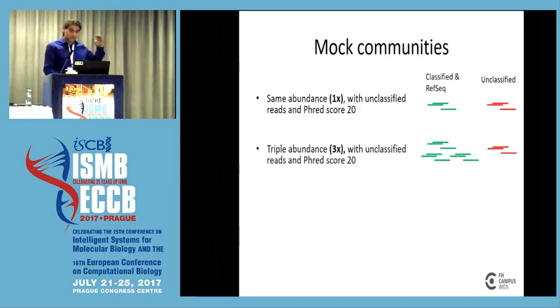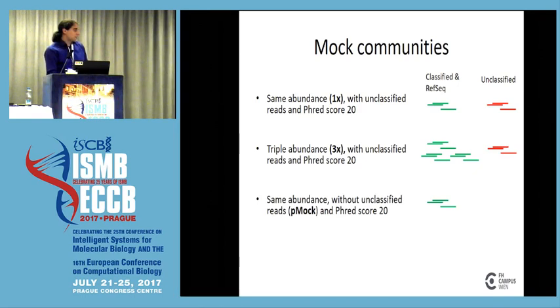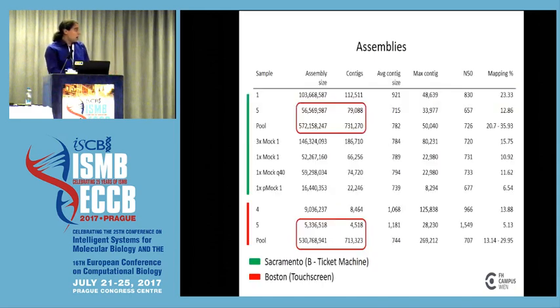Now for the mock communities, as I mentioned previously, I take them with the same abundance obtained from the taxonomic profiles, add the unclassified reads, and simulate them with a Phred score of 20. I do the same thing with triple abundance to increase the abundance, to see how much that improves my binning with unclassified reads. I also take them with the same abundance without any unclassified reads, a pure mock in a sense, to see what effect that has. I was playing around with these, adding quality and multiple others, but these are the ones I will show later on. So these are now the assemblies I created out of these samples as well as the mock communities.